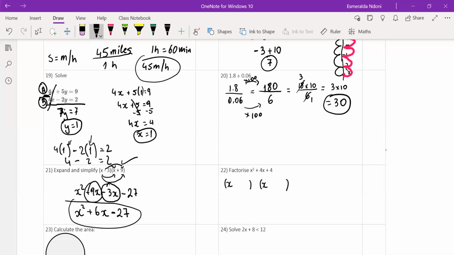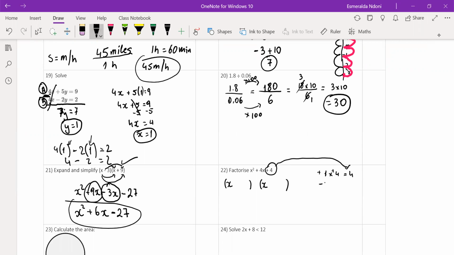Now we are looking for 2 numbers that when multiplied gave us 4. So let's write the numbers that can give us 4. I have positive 1 and 4. When I multiply them, that gives me a 4. And this 4 is this one here that I need to get. That's why I'm doing the factors.